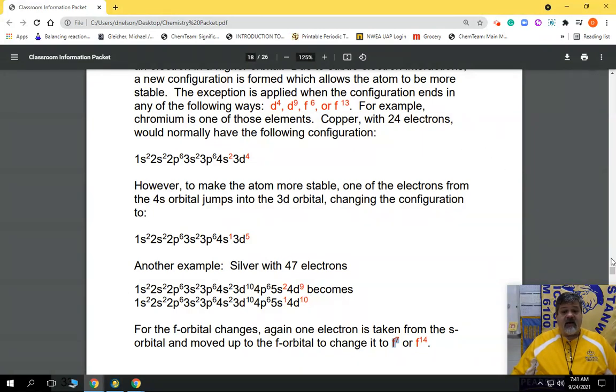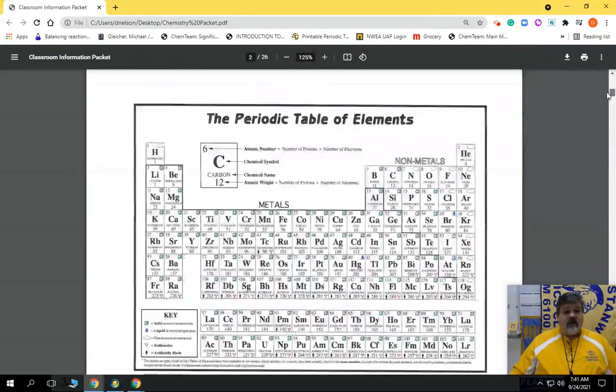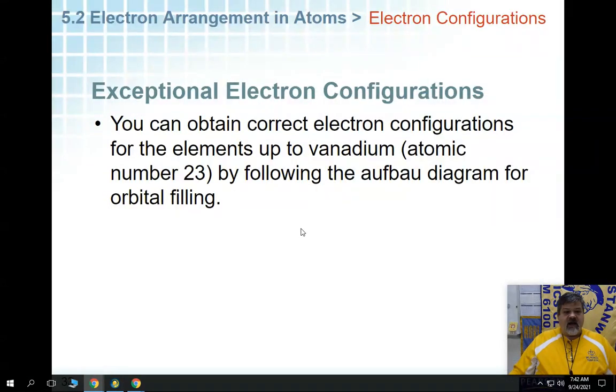If I look at our periodic table, it tells us that. So if we stopped on any of these, we would add 1 to the d's and take 1 away from the s's. Same thing over here. If we were at any one of these, we would add 1 to the d's and take 1 away from the s's. And the reason is because it's more stable. It's more stable to have your d orbital and your f orbital either half full with 1 in each or completely full than it is to have that last one be an unshared pair.